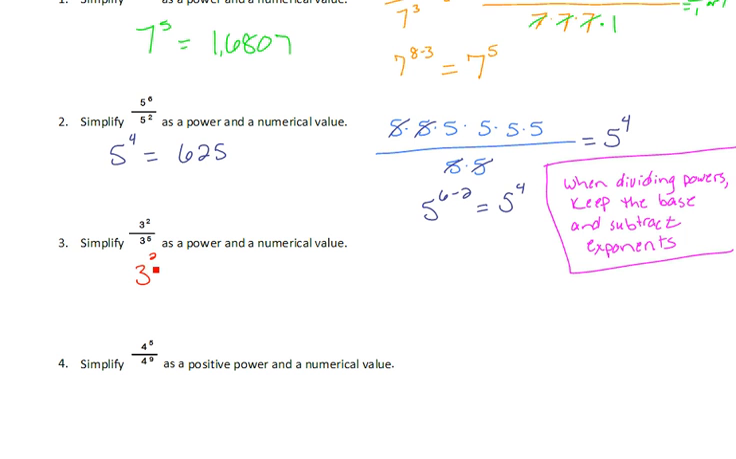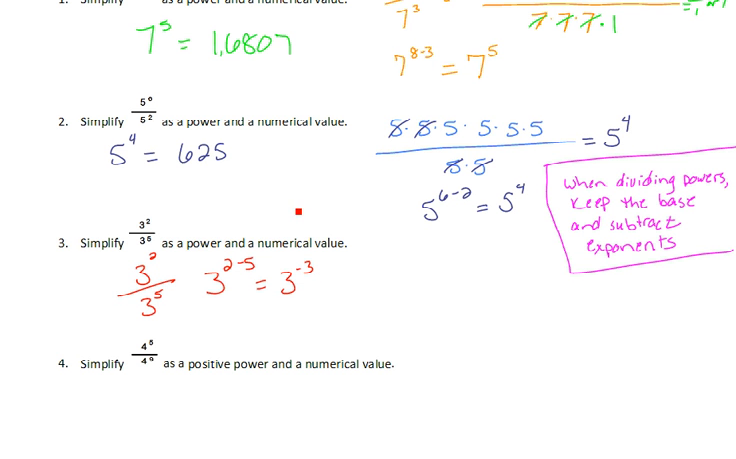We have 3 squared, and we are dividing that by 3 to the 5th. So we're going to look at this part first. We decided that we are dividing powers, so we are going to keep the base, and we are going to subtract the exponents. We'll look at what 2 minus 5 is. It's actually a negative 3. Okay, is that the same thing as 3 to the 3rd?